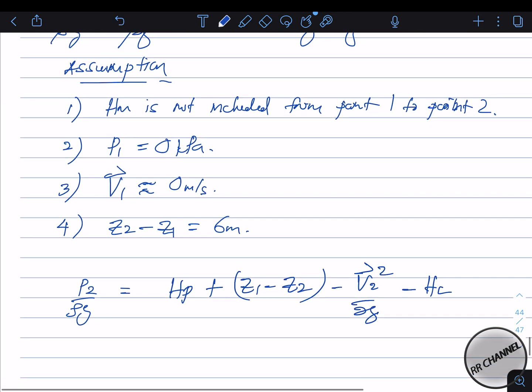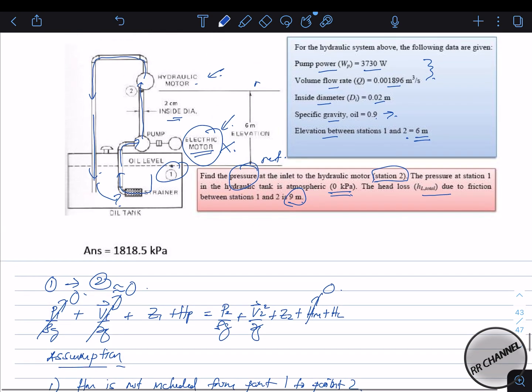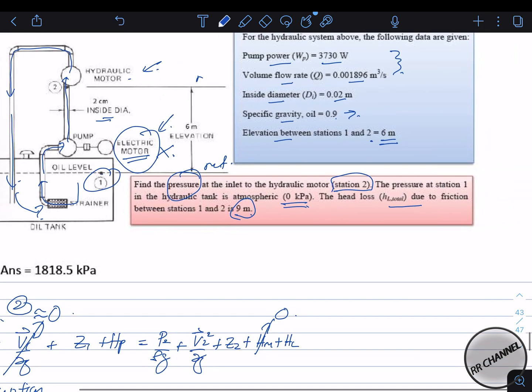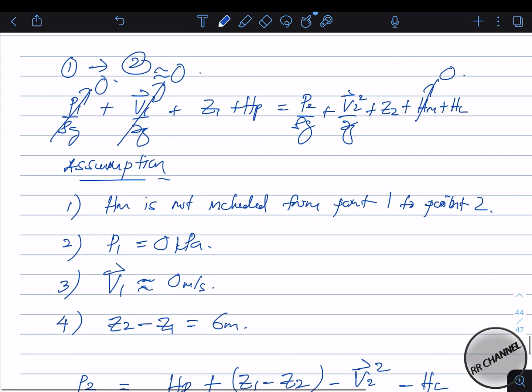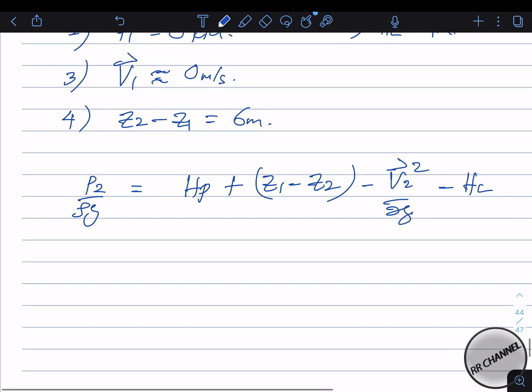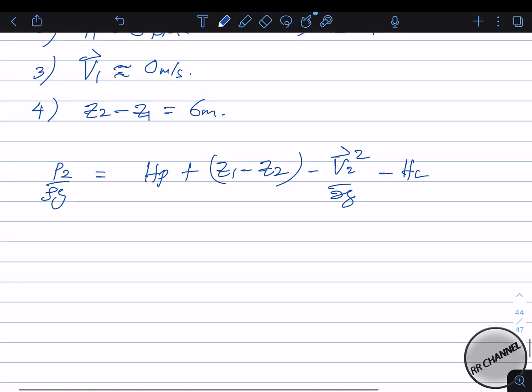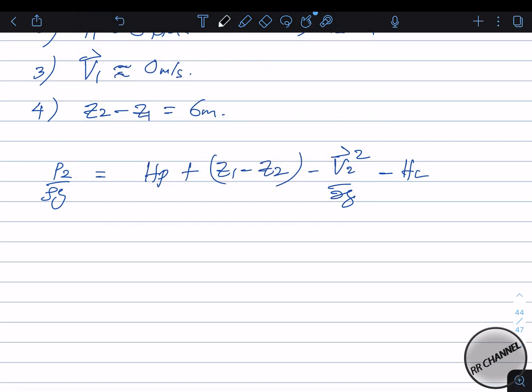Alright, so in the equation it already mentioned the value of HL between station 1 and 2, which is 9 meters, so no need to calculate it one more time. So I put number 5 here, HL equal to 9 meter. Right, so here we need to check what is the unknown parameter that we still have not got. So HP, we need to calculate it.